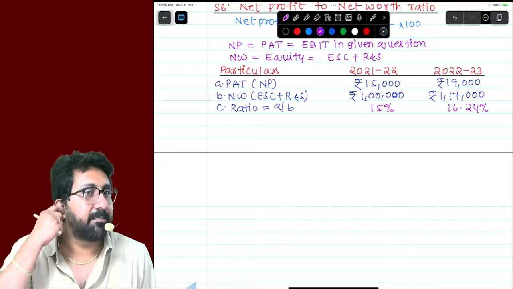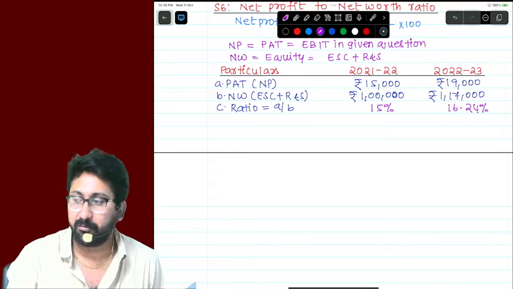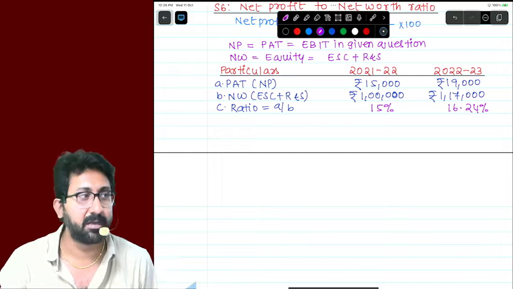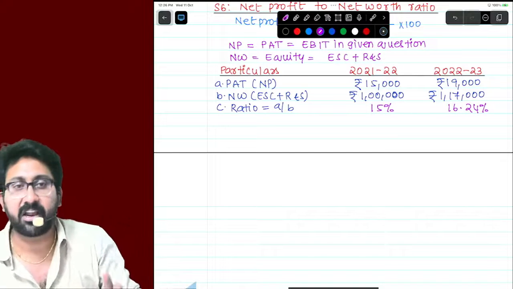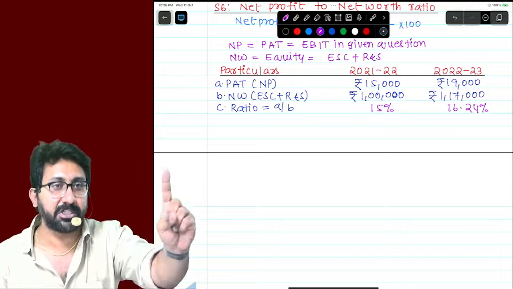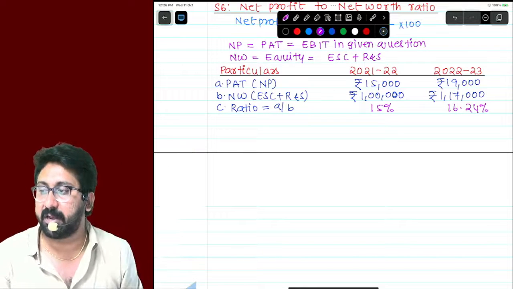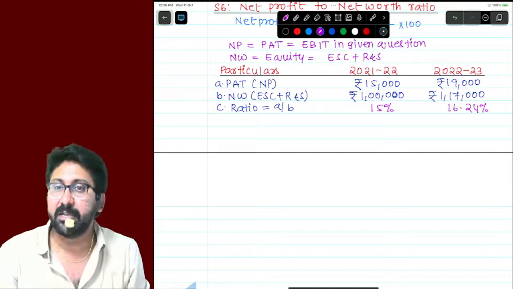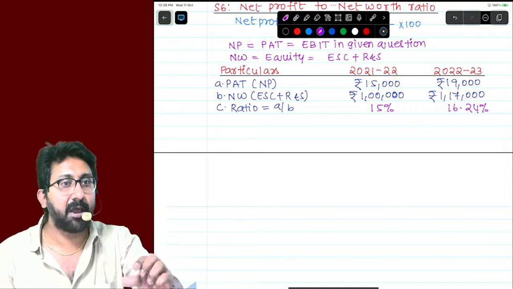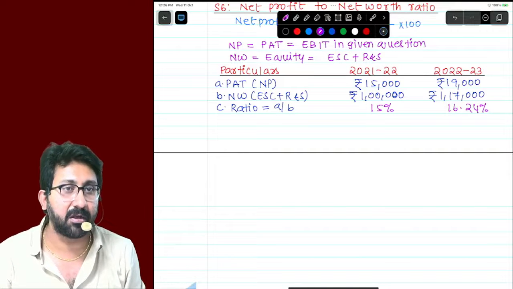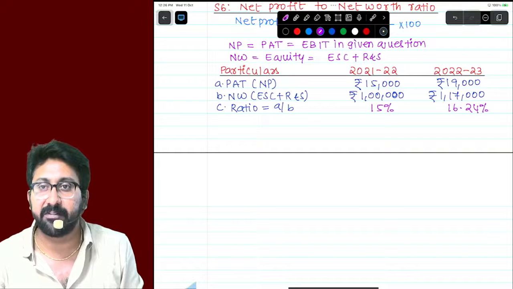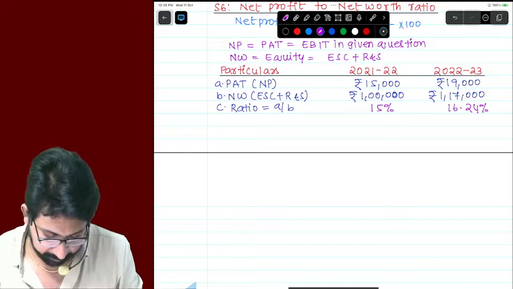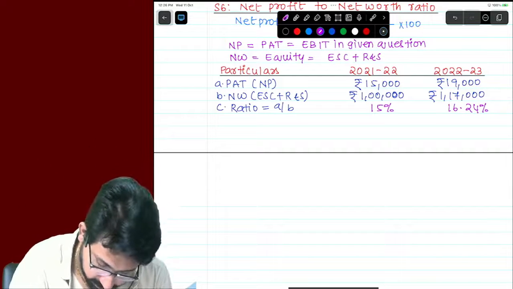Can you please explain what is the meaning of that 15%, 16%? Last year, for 100 rupees of the net worth of equity shareholders, how much return has the company given? 15 rupees. But this year, how much? 16.24. For the same 100 rupees, it gave a magnified return. From that point of view, it is giving more return to the equity holders. Listening or not, everyone? Write down.